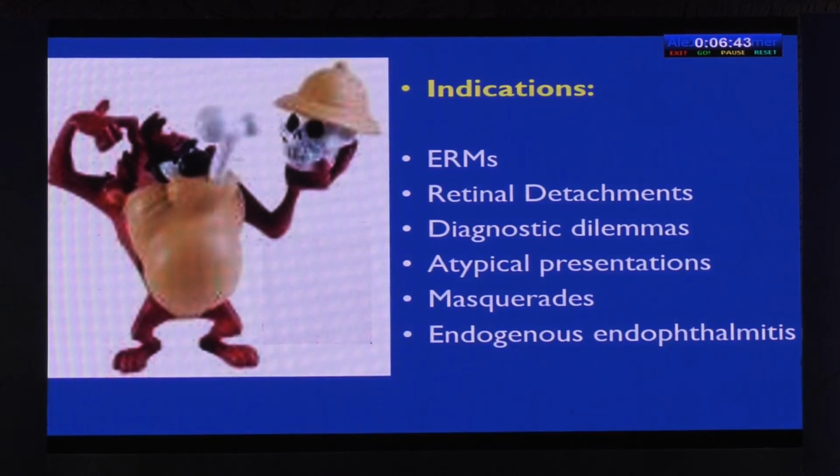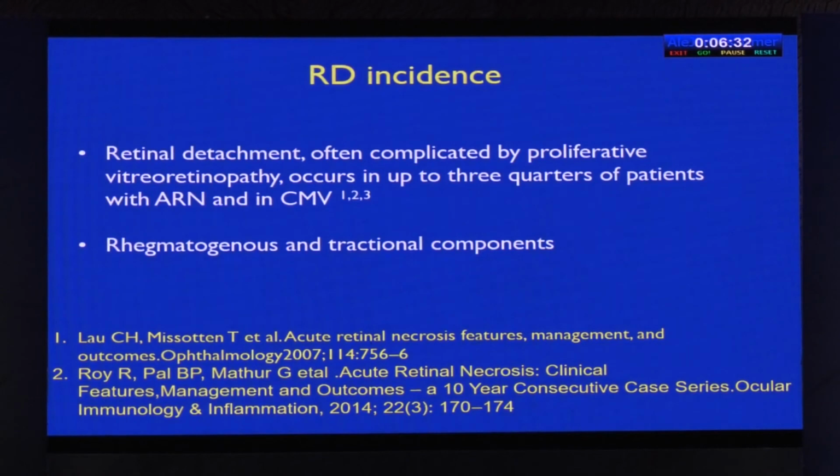These behave differently from an otherwise idiopathic case. So apparent membranes, detachments, diagnostic dilemmas can all occur in case of uveitis, and these are different to handle. RDs or detachments occur in a lot of cases of ARN and CMV, in up to 3/4 of patients, and they can have both rhegmatogenous and tractional components.